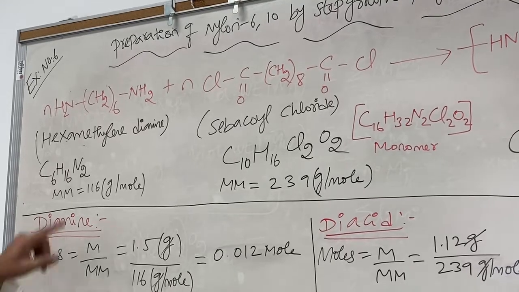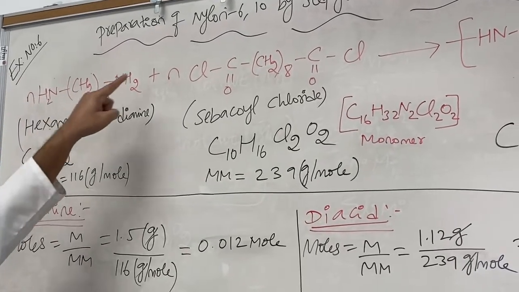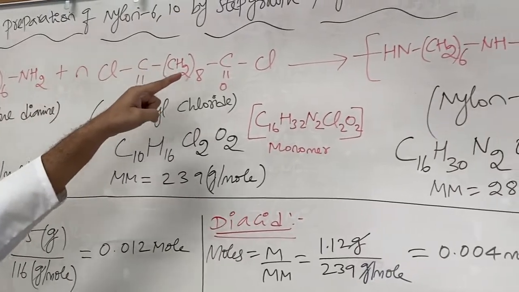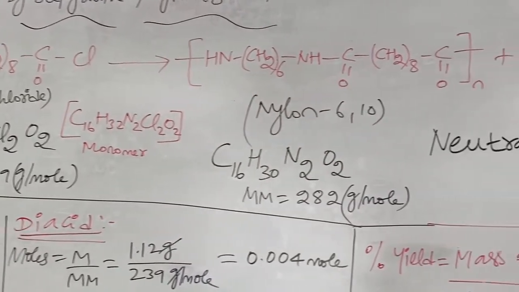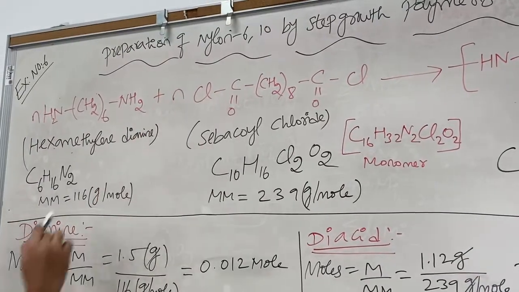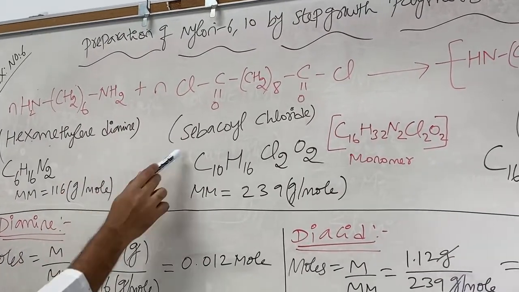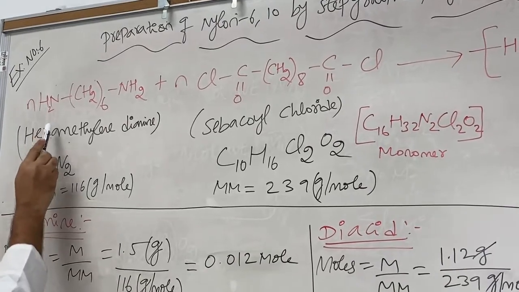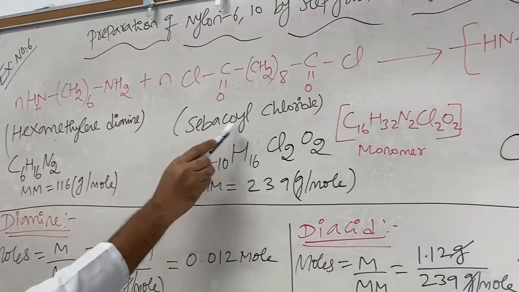Good morning. Today we are going to prepare the nylon 6,10 polymer by step growth polymerization or condensation polymerization. In order to prepare this nylon 6,10, we have to take these two monomers. One is hexamethylene diamine and the other is sebacoyl chloride.